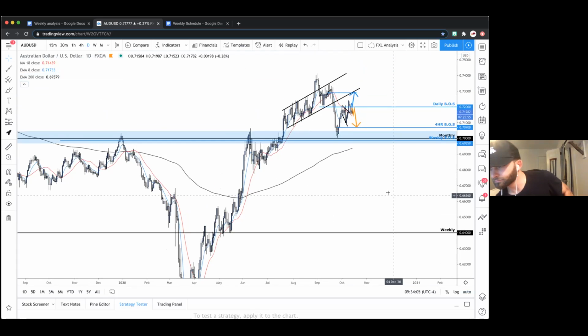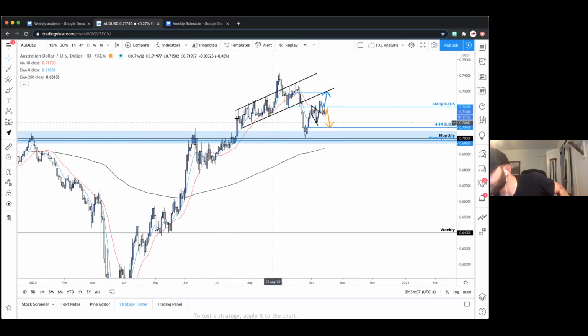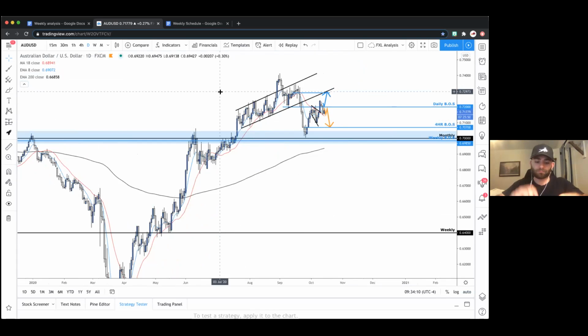It actually closed pretty high, gave us some higher lows, established a nice channel here. So this is clearly bullish. The only thing that we needed to see was a pullback.